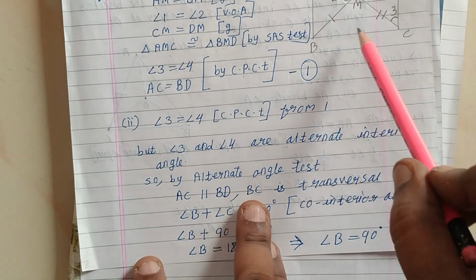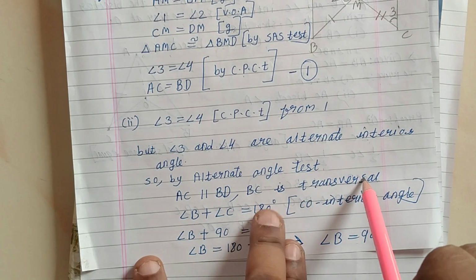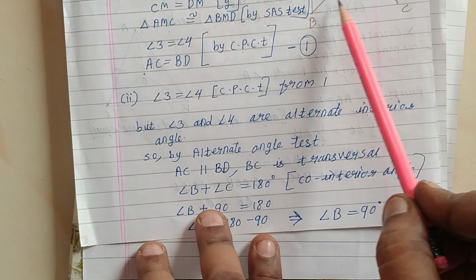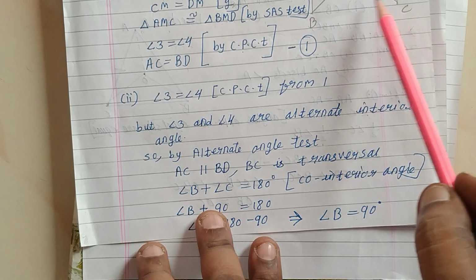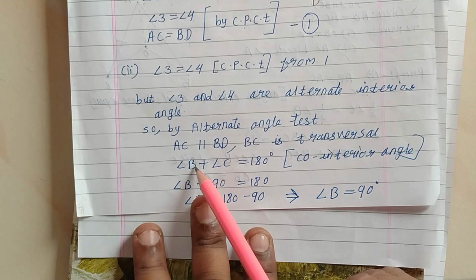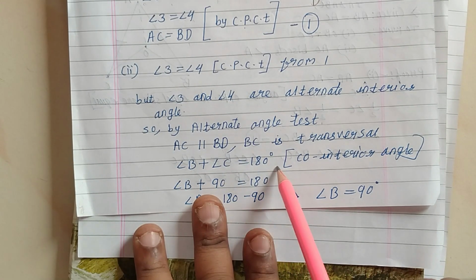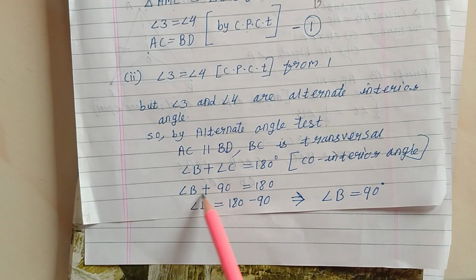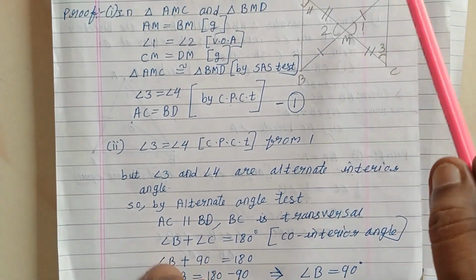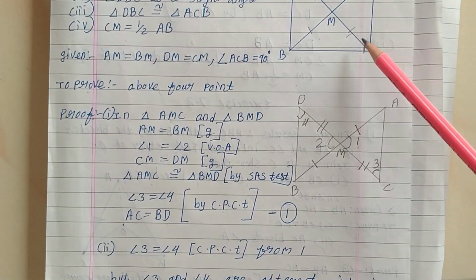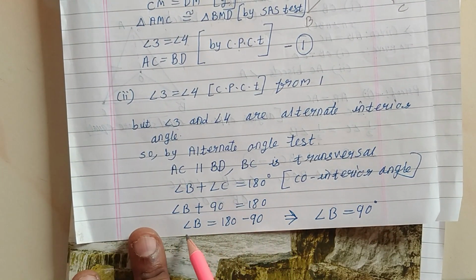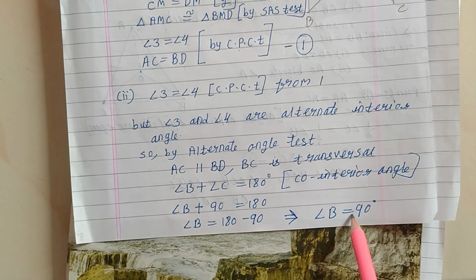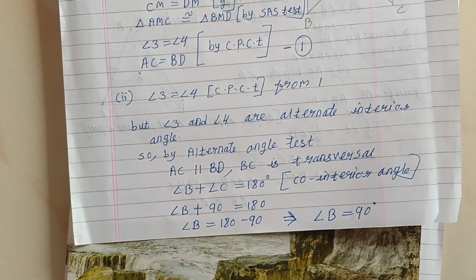Now AC is parallel to DB and BC is a transversal. So then angle B and angle C sum will become 180 because they are interior angles on the same side of transversal. That is why angle B plus angle C equal to 180, co-interior angles. Angle C is already given 90 degree in your question. So that is why I have put the value 90, equal to 180. So angle B will become 180 minus 90. That is angle B will become 90 degree, which we have to show.